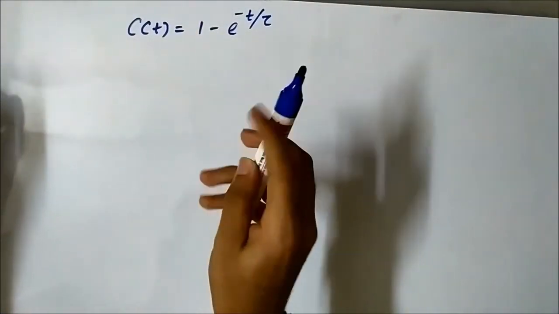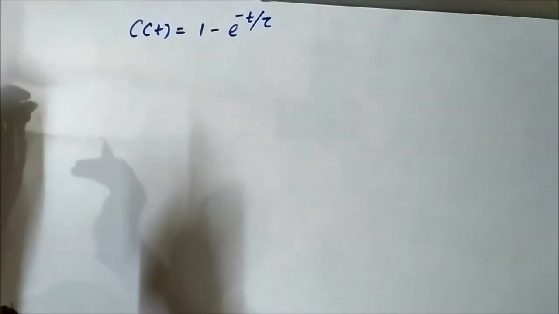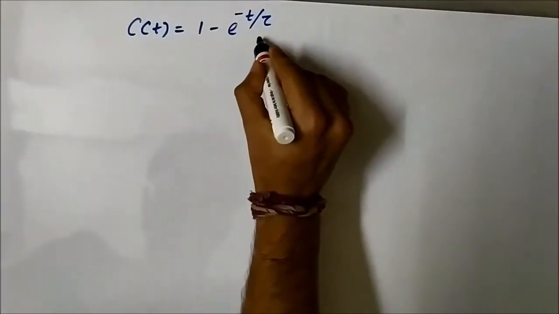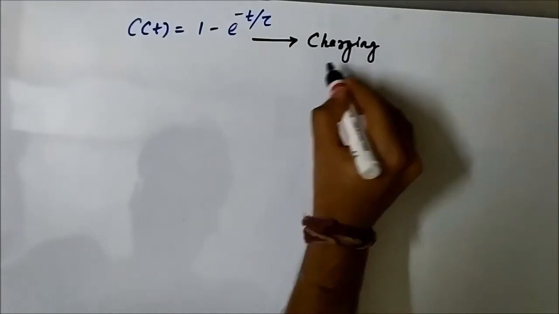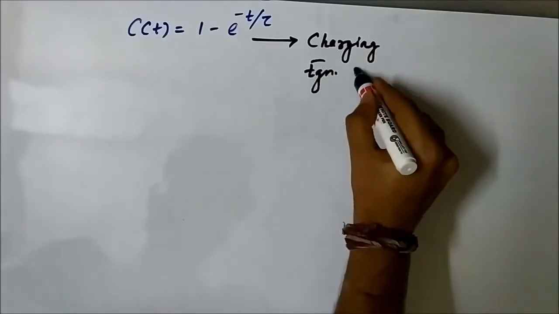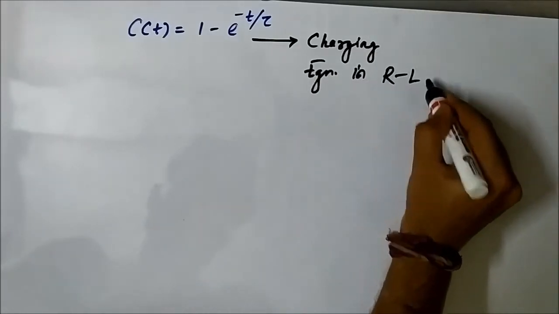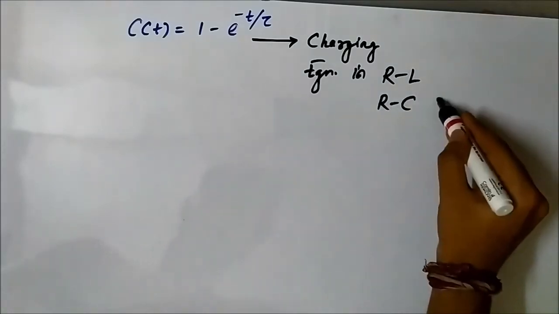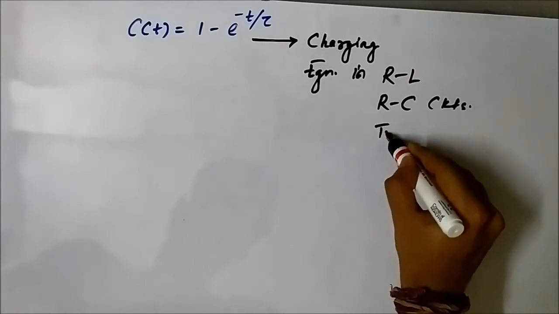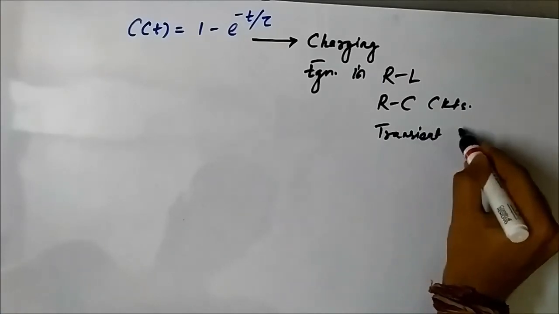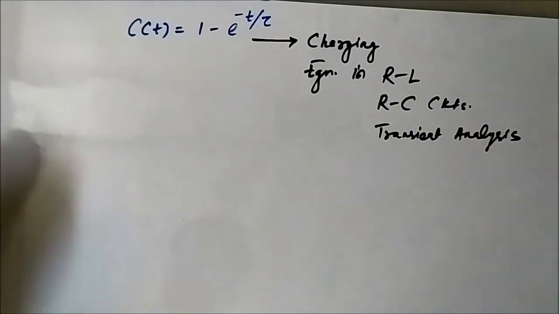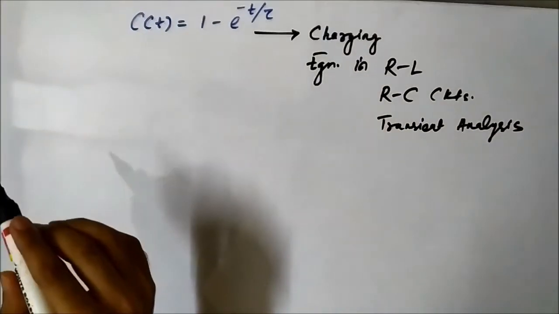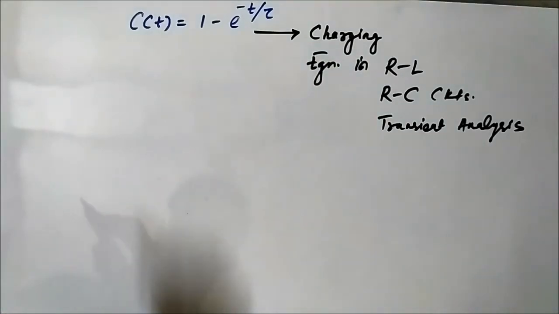If you look closely at this output equation, you can find that it closely resembles the charging equation in RL and RC circuits that we come across in transient analysis. Now let us study the behavior of this output response at various times.